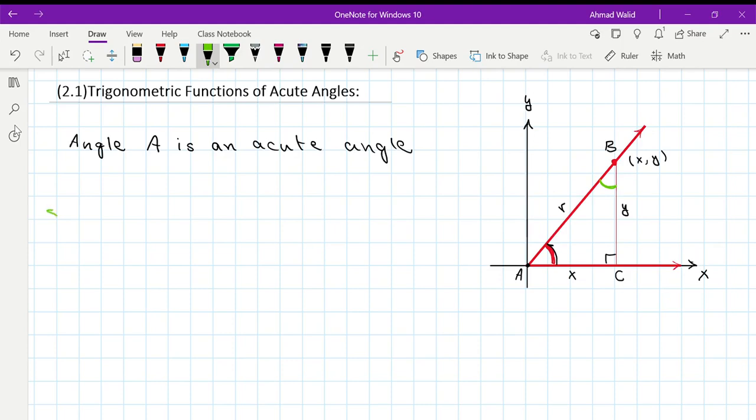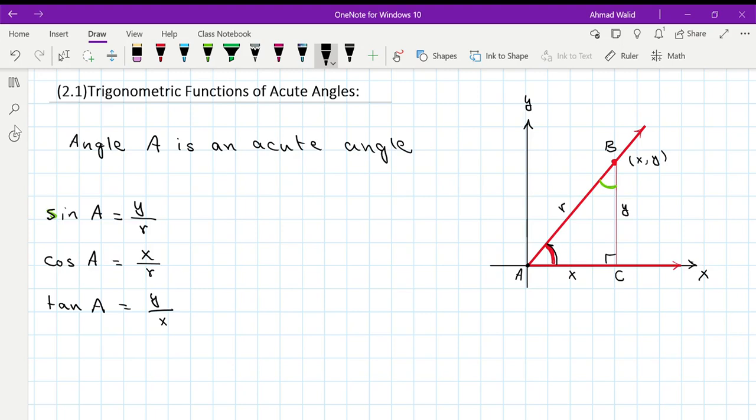Sine of angle A, sine A, equals opposite, which is y, over hypotenuse, which is r, correct? Cosine of angle A equals x over r, adjacent over hypotenuse. Tangent of angle A equals y over x, opposite over adjacent.